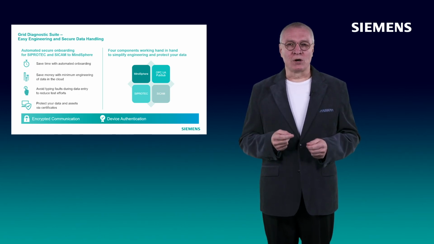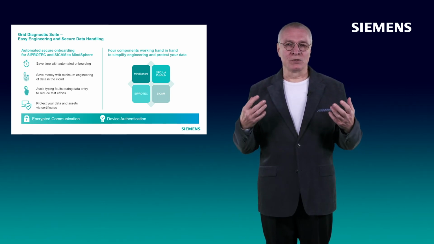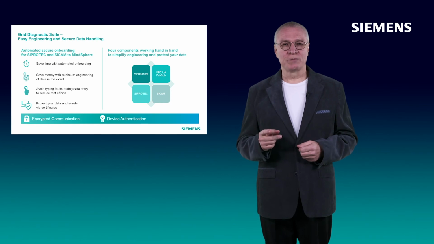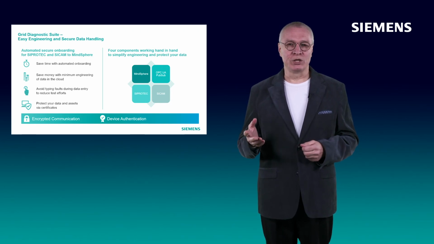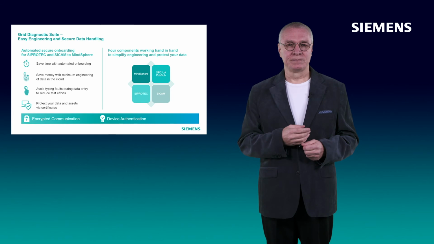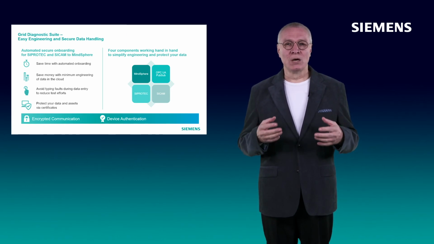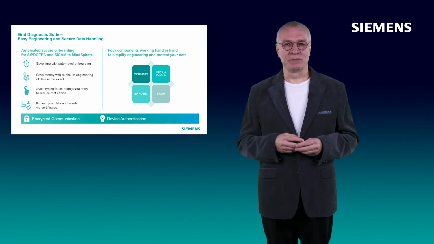As an example, effortless engineering in the cloud avoids typing faults or wrong mapping and therefore reduces the test effort. And protection of data and assets is based on secure communication with encryption algorithms and authentication of communication partners. And all works with an as simple as possible engineering process. What we have to know and to handle are 3 certificates to make sure we are connected to whom we really want to talk to.